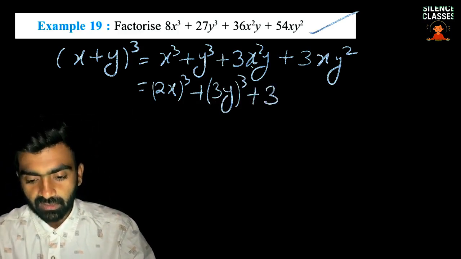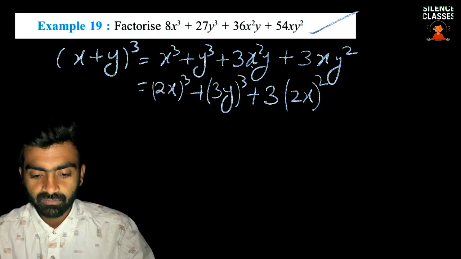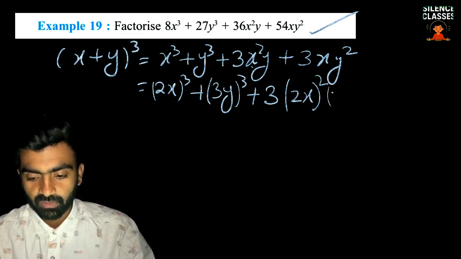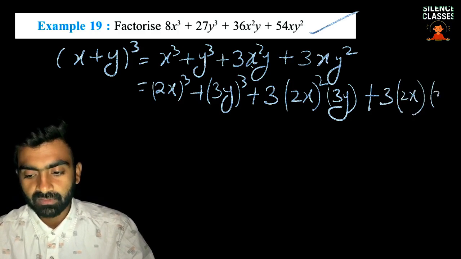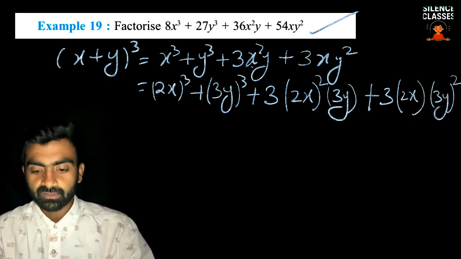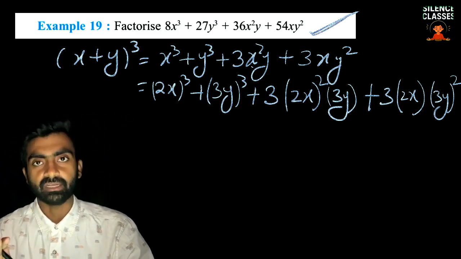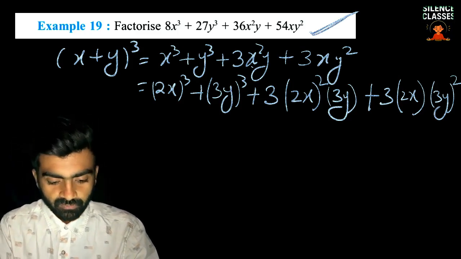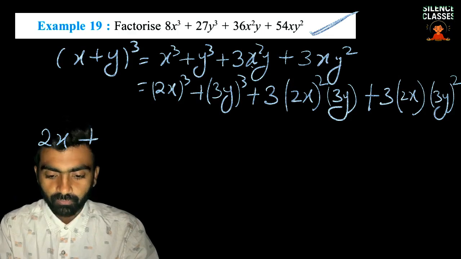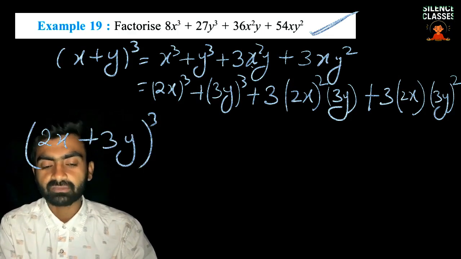Now plus 3x square means 2x whole square, y, and y is 3y, plus 3x means 2x and y square means 3y whole square. This is the specific identity. Okay, we can use it. Once we open this, we will get this particular identity. Okay, it means this is in the form of x plus y whole cube. Okay, so x is 2x plus y is 3y whole cube. Okay, by this we got the value of x and y whole cube.